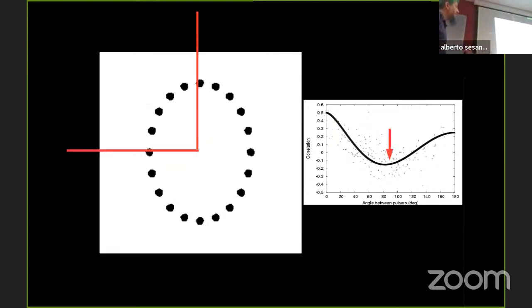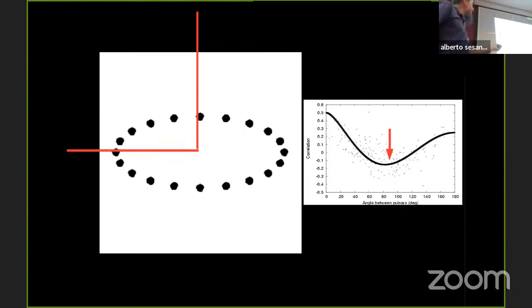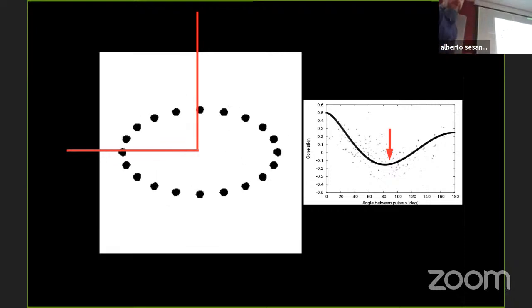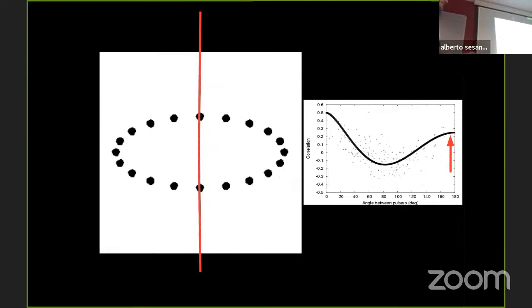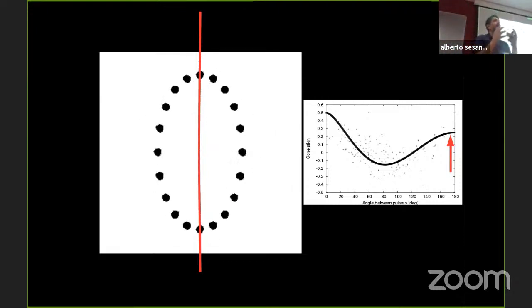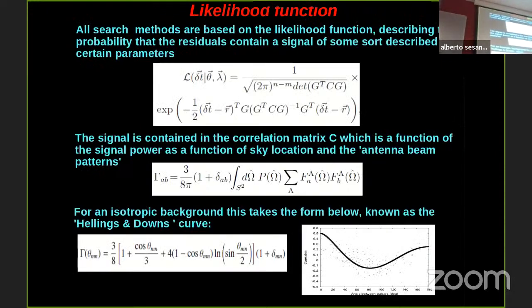On the other hand, if the two pulsars are at a right angle with each other, when space is squashing for one pulsar, it's squeezing for the other. So you expect the residuals to be negatively correlated. And of course, if you go antipodal, again, you expect the residuals to be correlated. So the form of this correlation curve comes from the quadrupolar nature of the gravitational wave.